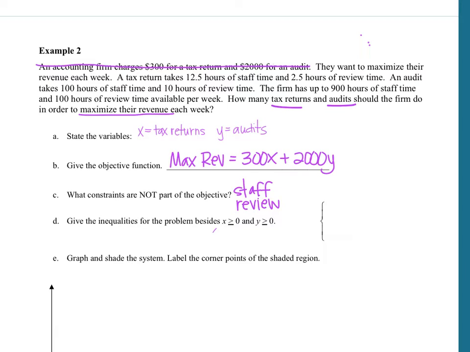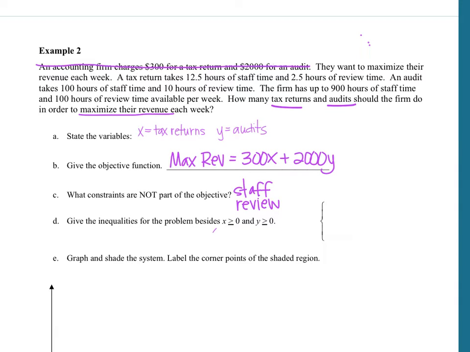Now I have two constraints, which means I will need to write two parts of my system, one for each of the constraints. So the first constraint part of the system I'm going to write is only going to deal with staff. Don't go mixing things up and trying to do some of each. We are only going to be looking at staff.